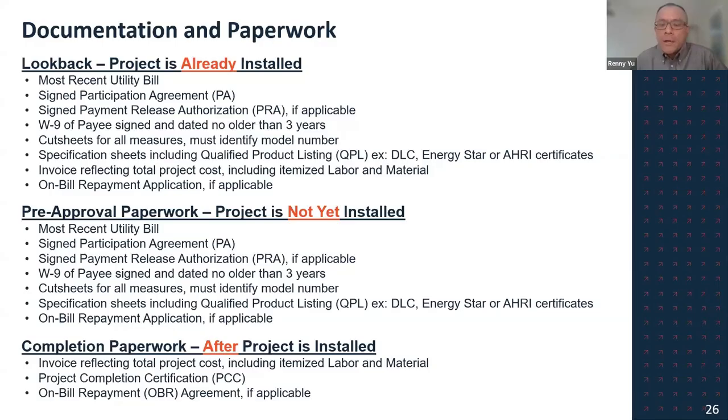In addition, we need the QPL, for example, the DLC or the Energy Star certificates for lighting, and then the AHRIs for the HVAC measures, and the invoice reflecting total project costs, including itemized labor and material, which we'll cover more in detail in the upcoming slides, and the customer's on-bill repayment application, if applicable.